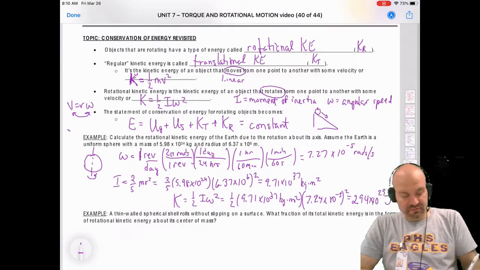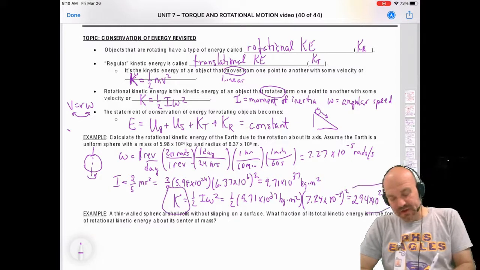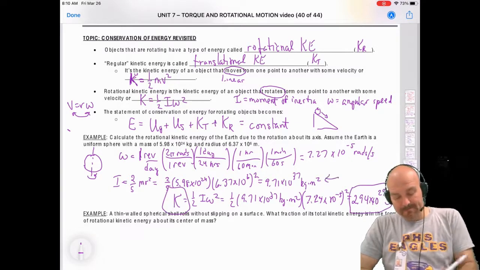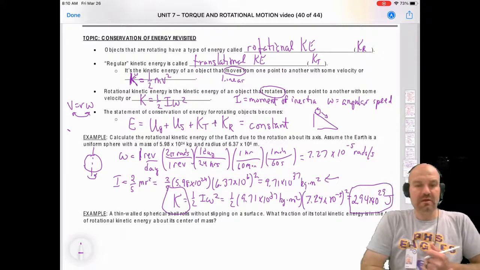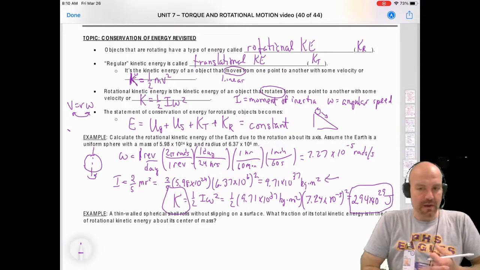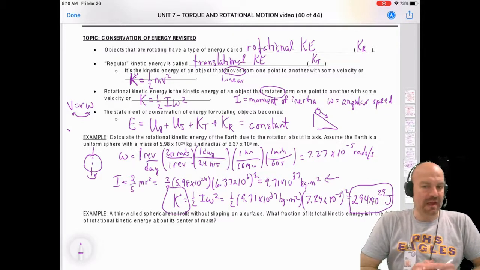And so, as you expect, Earth has a big I value, but it does have a small omega value. But what that translates into is a big energy.